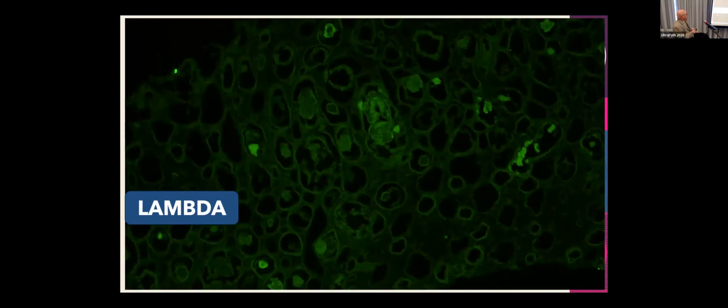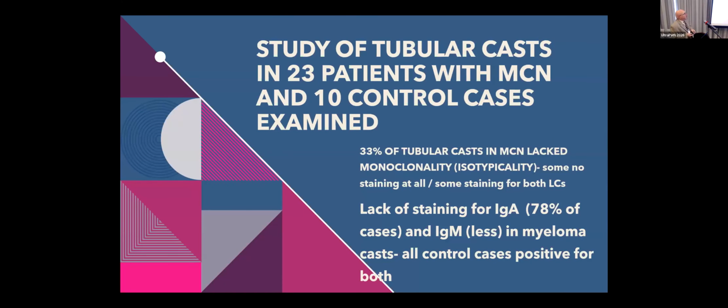Okay, so that would be the kind of case that you would look at and you would be certain. And then here again, lambda is totally negative. However, only the myeloma cast will be the ones negative. There are some casts that are positive. Those happen to be other casts that are present in this biopsy. So you don't look at every cast in the biopsy. You look at the ones that look like myeloma casts and see if they're positive or negative.